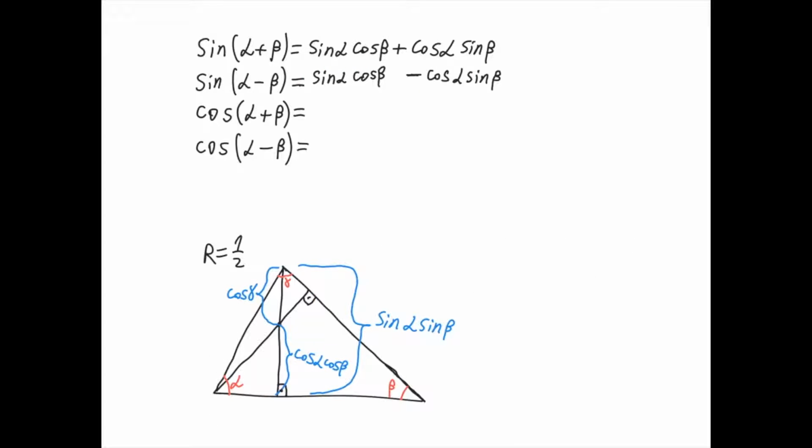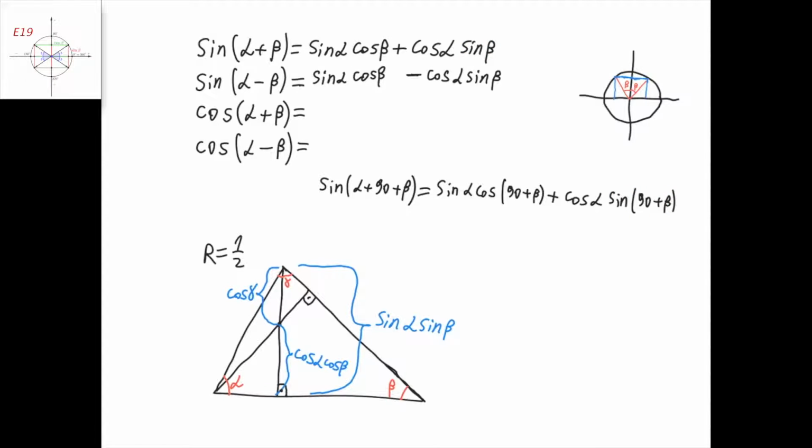Now let's try to derive what's cosine of alpha plus beta. I'm gonna take sine of alpha plus beta, this formula, and substitute beta with 90 plus beta. Then we got this equality here. Sine of alpha plus beta turns into sine of alpha plus 90 plus beta, cosine of beta turns into cosine of 90 plus beta, and sine of beta turns into sine of 90 plus beta. Oops, but we forgot what sine and cosine of 90 plus beta is. So how are we supposed to evaluate that?